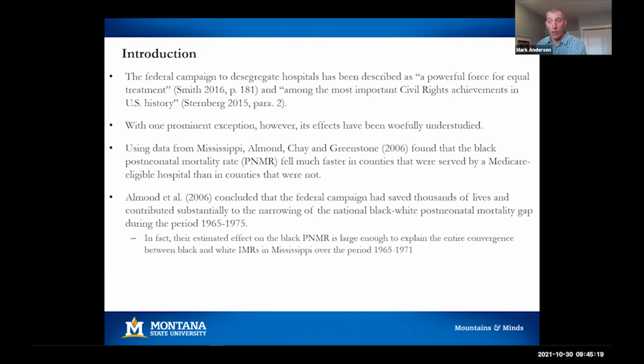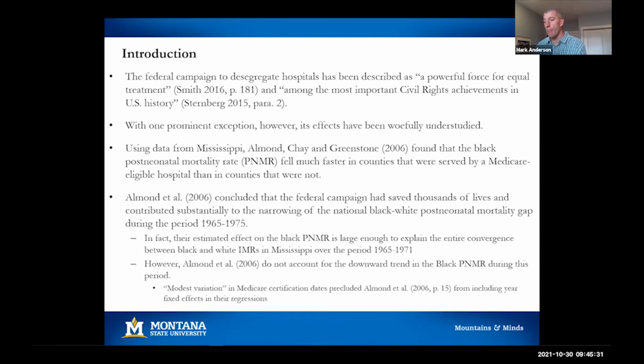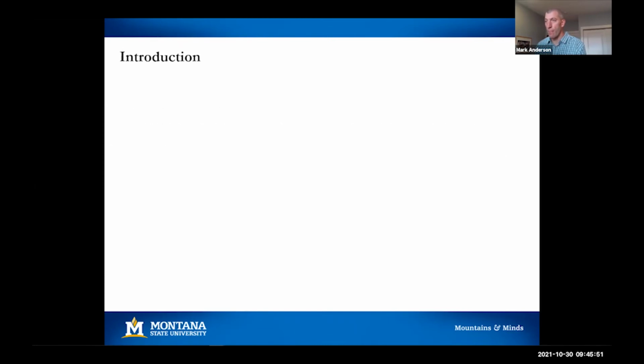And their effect sizes were really large. They were so large that they were enough to explain the entire convergence between Black and white infant mortality rates in Mississippi during this post-1965 period. One thing they were not able to do, because of the limited variation in their treatment indicators, was account for the strong secular downward trend in the Black post-neonatal mortality rate during this period of interest. It was modest variation in their Medicare certification dates that precluded them from controlling for year fixed effects in their regressions.